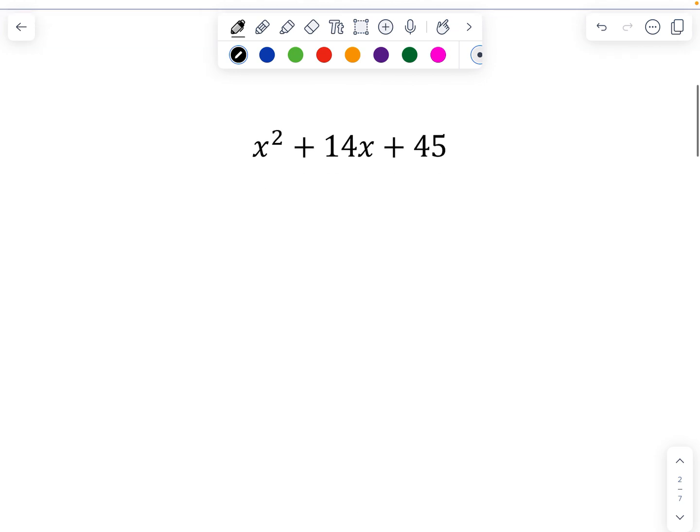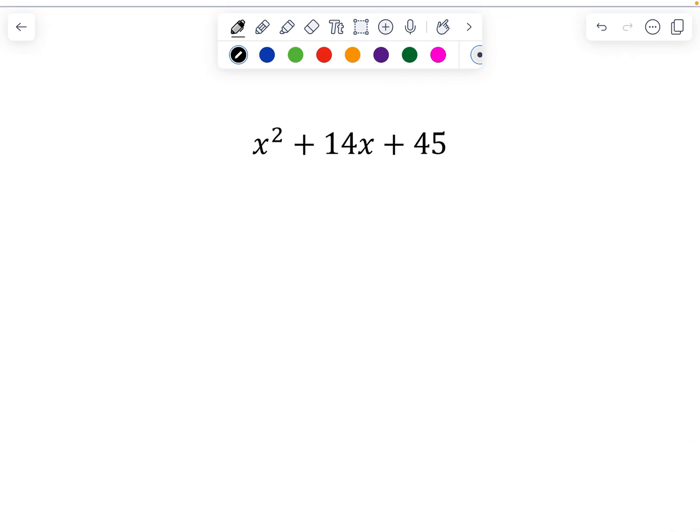My first problem here, quadratic equation written in standard form. It says x squared plus 14x plus 45. And my job is to rewrite it in vertex form and identify the vertex. The first thing that I want to do is take this 45. It's not a perfect square. It doesn't work for my equation. I'm going to move it out of the way.